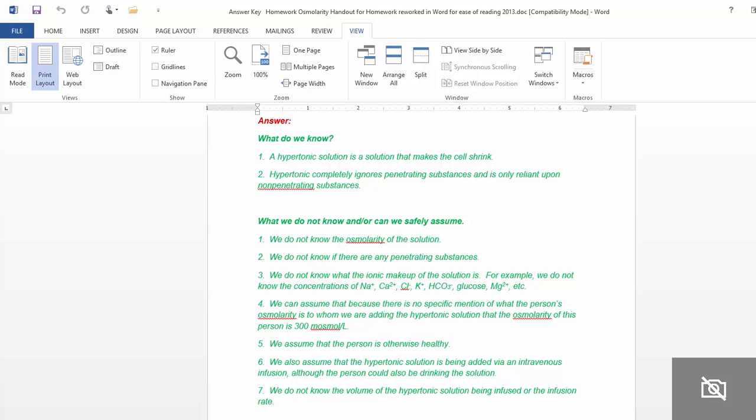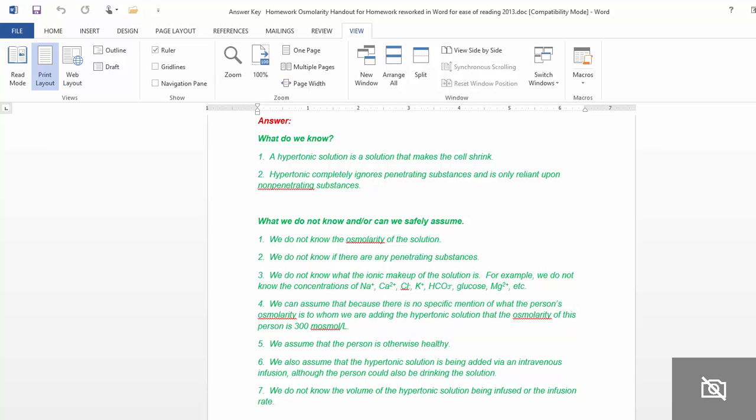Do you know if there's penetrating in there? According to what I give you, we don't. We can assume there isn't any because I didn't say there was. So you can say, well, according to the information given, we can safely assume that there are no penetrating substances. If there are, we're not aware of them. Okay? What do we know? What can we safely assume?